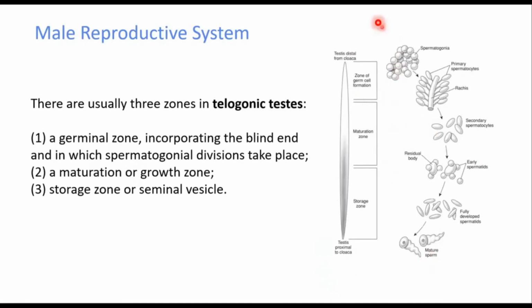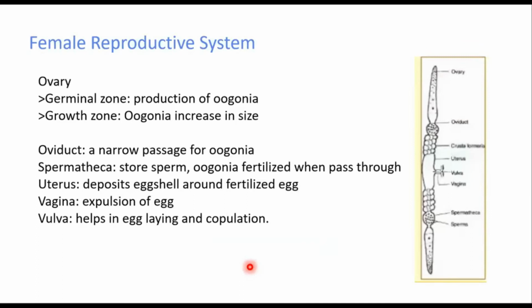Here are the 3 zones of the telogenic testis. First is the germinal zone, incorporating the blind end, in which spermatogonial divisions take place. Next is the maturation zone, and next is the storage zone or seminal vesicle. Let's move on to the female reproductive system: the ovary, the oviduct, the spermatheca, uterus, vagina, and vulva.